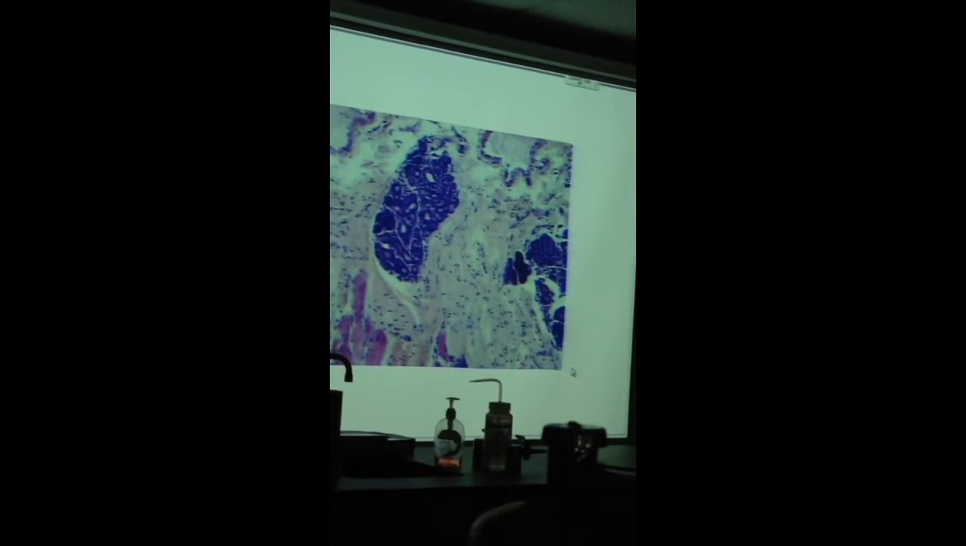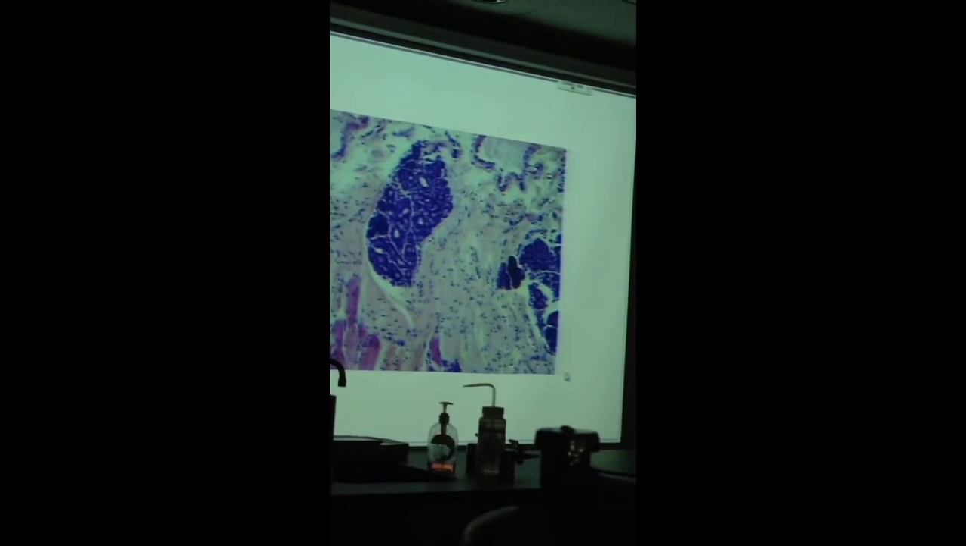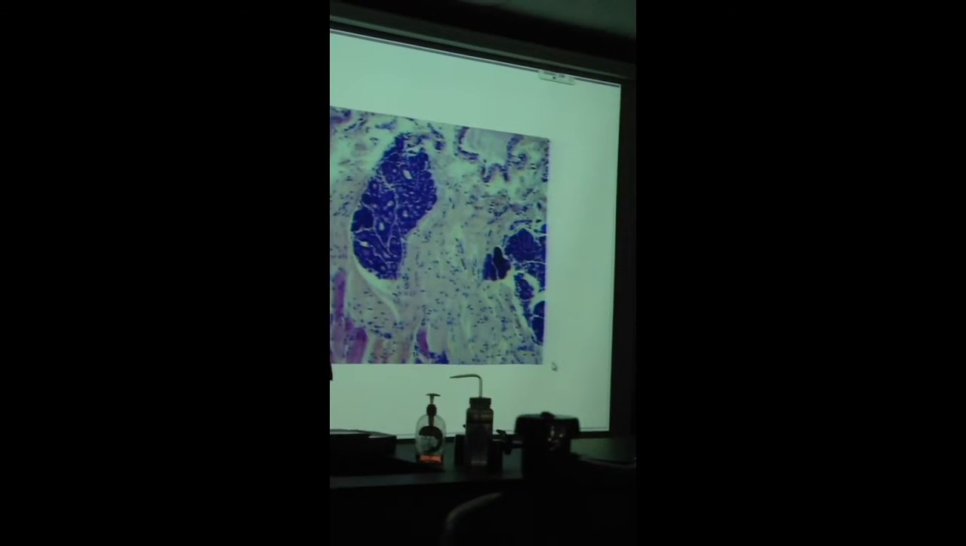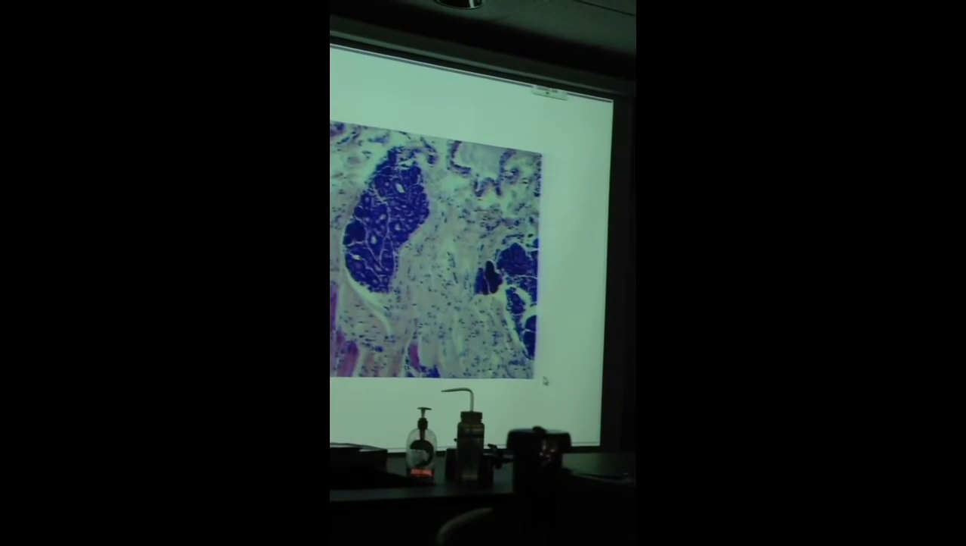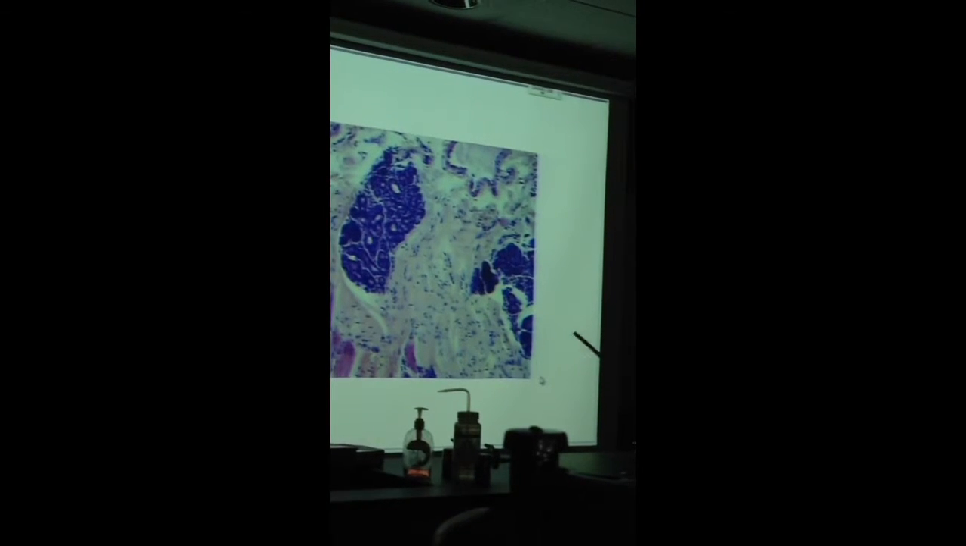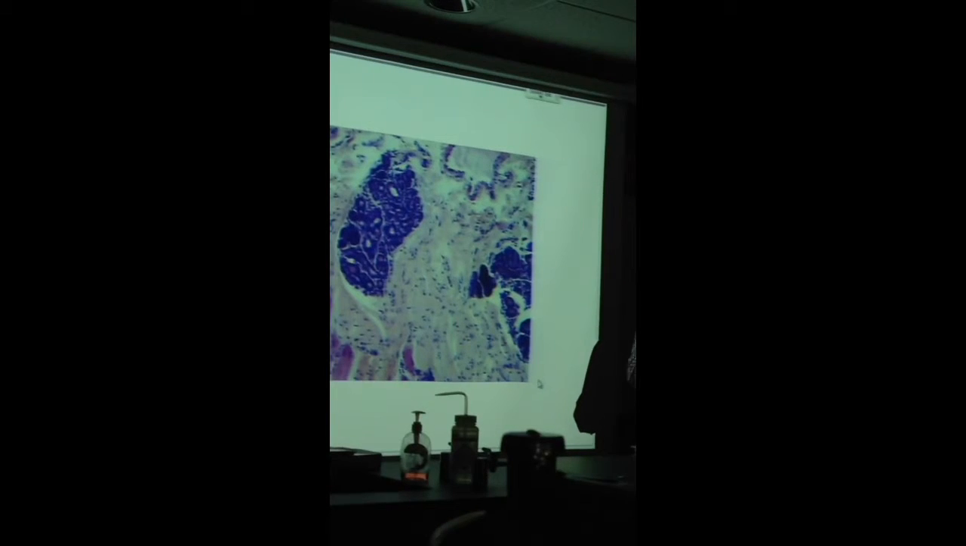Remember, starch is composed of many glucose molecules. It's a large complex carbohydrate. It's broken down to a disaccharide, maltose, which contains two glucose molecules. So you're beginning the digestive process of carbohydrates. Again, these serous cells produce thin watery secretions, high in amylase.